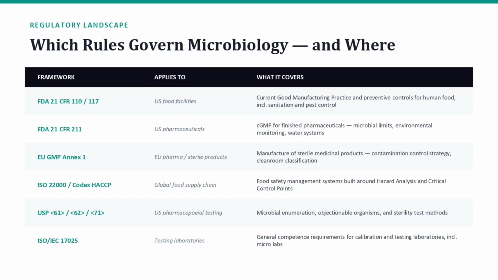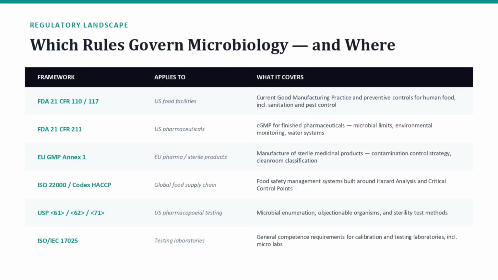Now, the regulatory side. This is denser than what we covered in Level 2, so let me walk through it carefully. FDA 21 CFR Parts 110 and 117 govern U.S. food facilities. This is current good manufacturing practice and preventive controls for human food, including sanitation and pest control requirements. FDA 21 CFR Part 211 governs U.S. pharmaceuticals. This is the CGMP regulation for finished pharmaceuticals, and it covers microbial limits, environmental monitoring, and water systems.